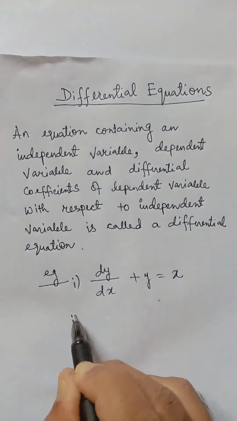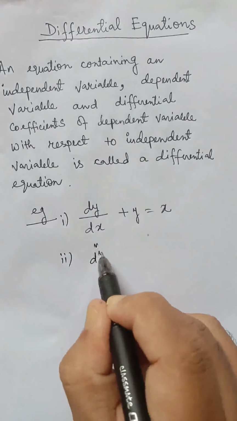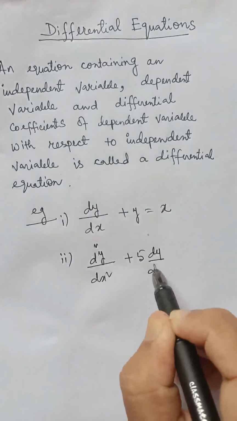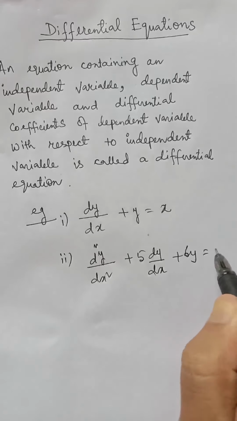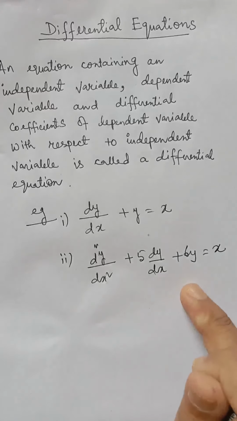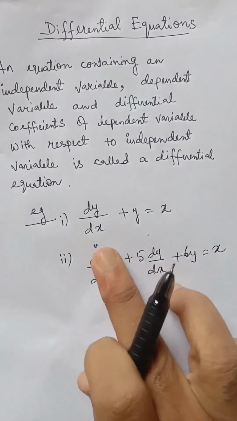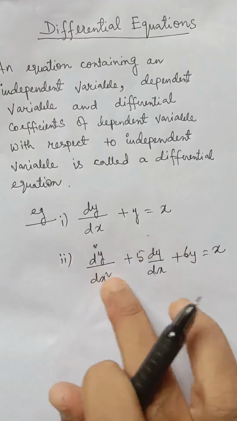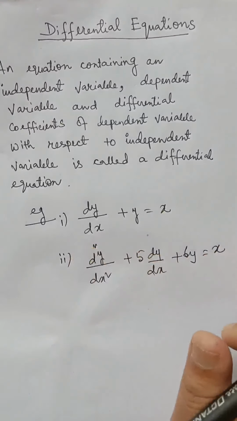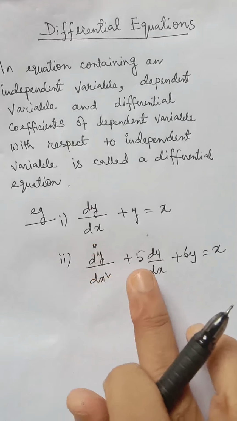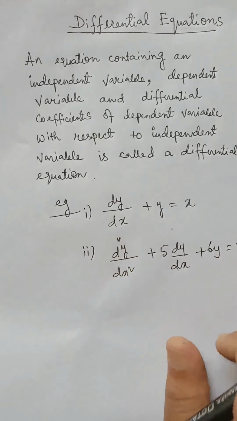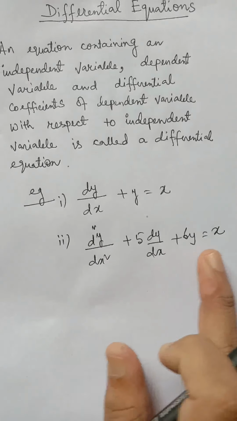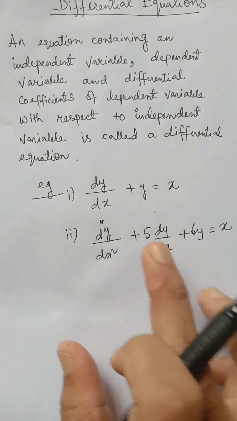I am writing one more example, d2y by dx square plus 5 dy by dx plus 6y equal to say x. This is another example of a differential equation. This is a relation between derivatives. You can see here we have second order derivatives. This is a relation between derivatives and variables, a relation between dy dx, x and y. So any relation involving differential coefficients and variables is called a differential equation. So these are some examples.